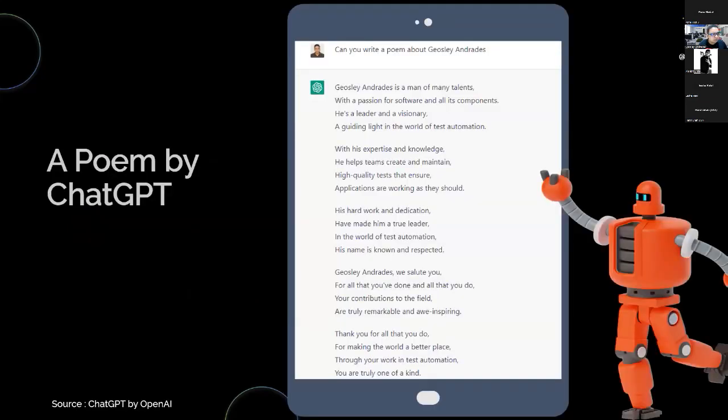This is one example of a deep learning model, ChatGPT, which is very popular right now on social media. I asked it to write a poem about myself, and it was pretty accurate and wrote a very nice poem for me. So do check this out and do check out ChatGPT.